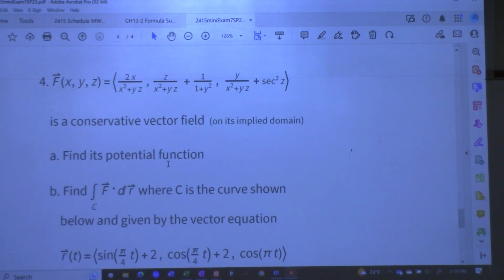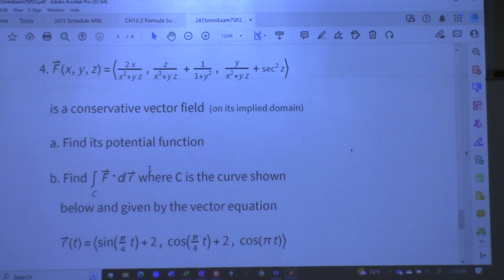All right, so this problem, I tell you it's a conservative vector field, right? Find its potential function. So yes, you are going to have to find the potential function. It looks worse than it is. It really does look bad, but it's not as bad as it looks.